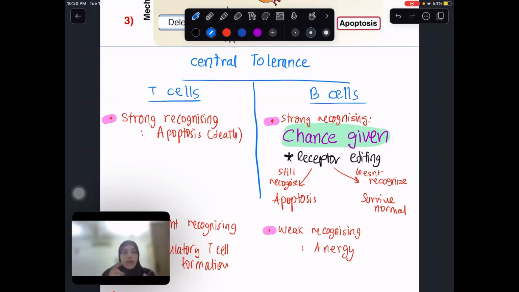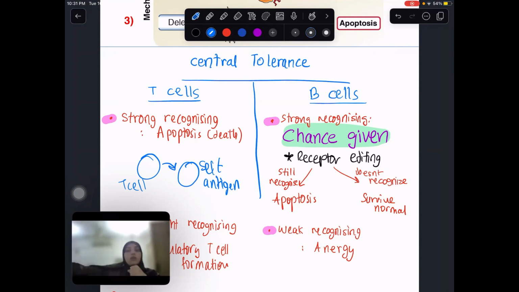So if the T cell, now I'm talking about the T cell, if the T cell strongly recognizes the antigen, so I have the self-antigen, I'm talking about self-antigen. I want tolerance against my self-antigen, yes? So I'm talking about self-antigen, and this is my T cell. If the T cell recognizes self-antigen very strongly, it will undergo apoptosis, death. Make sense? I don't want my T cell to recognize the self-antigen.